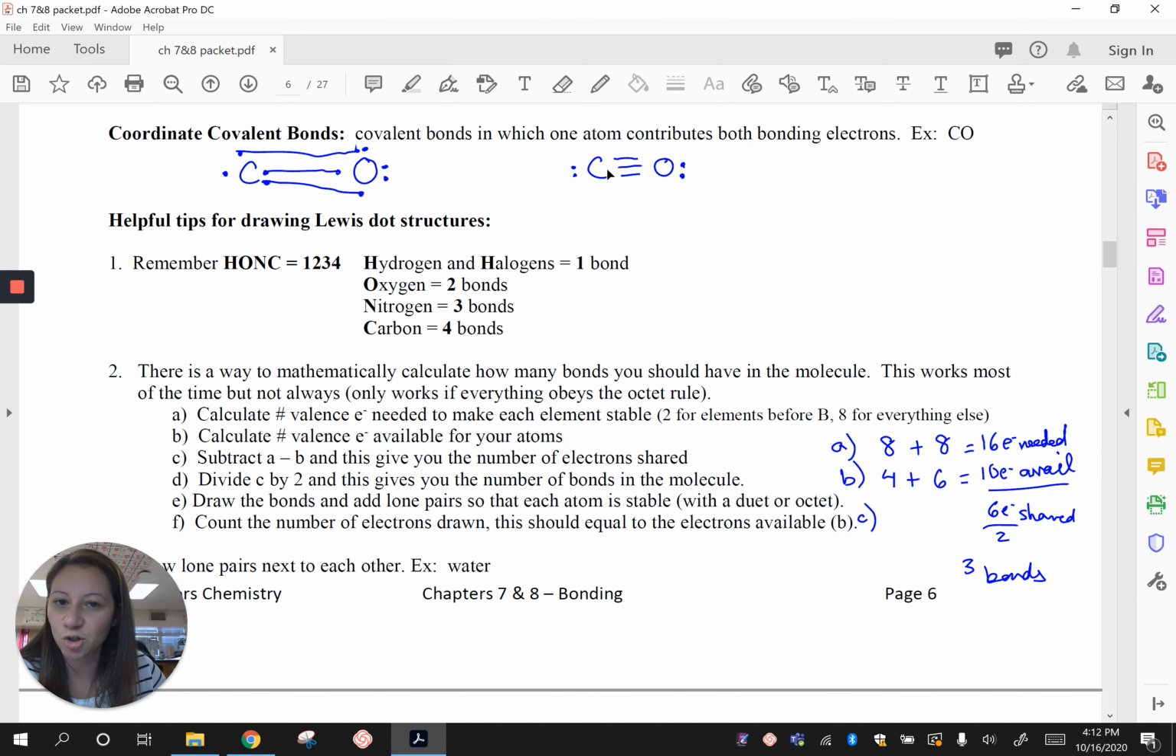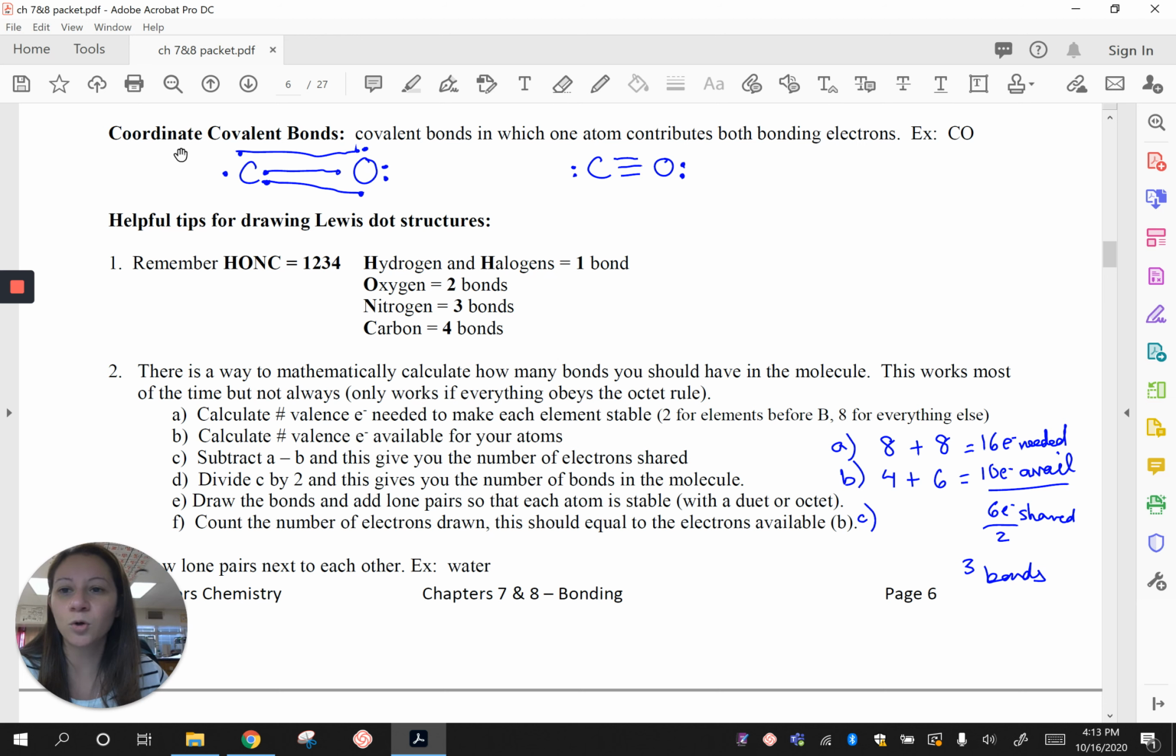So this helps you with really hard molecules to draw. It's kind of a long process. It'll help you when it's really complicated like this, but if it's a simple molecule, I don't recommend that you do the math. Now, how is this possible?